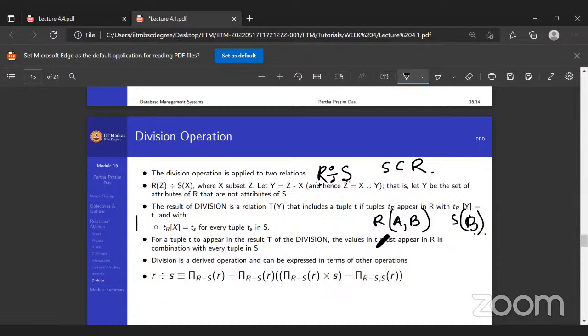So S is the proper subset of R, right? Suppose one example is 1 A, 2 B, 3 A, and S has only one value, B.